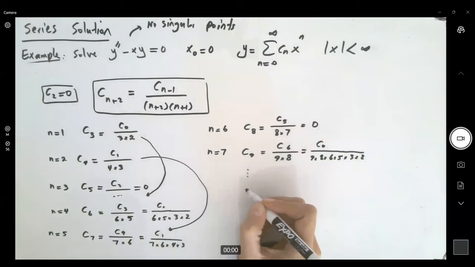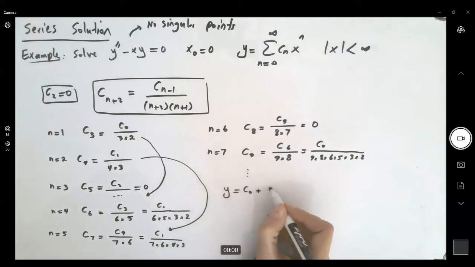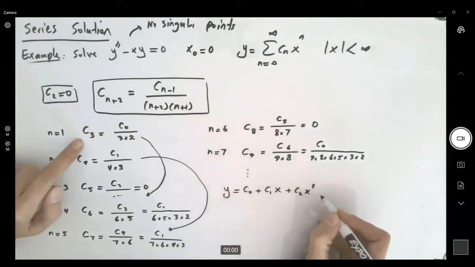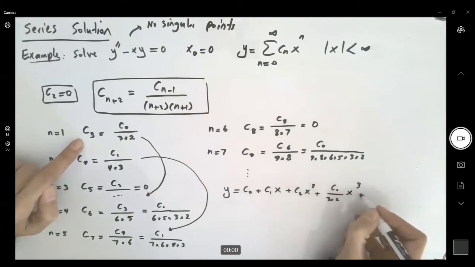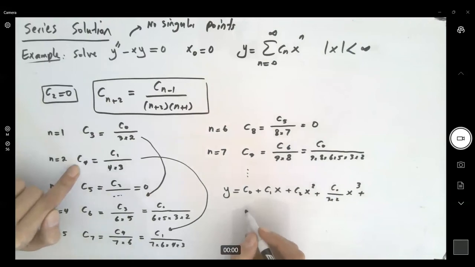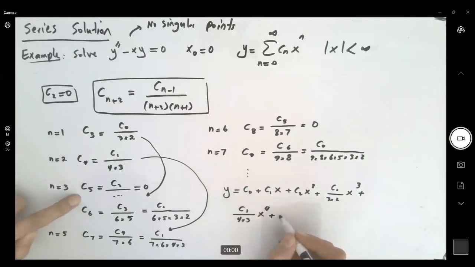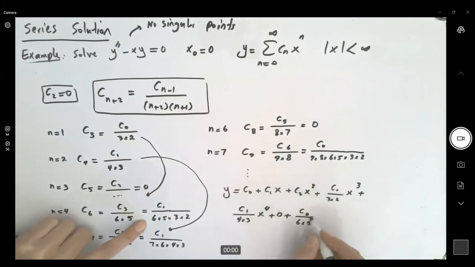If you continue this process, then you're going to check to see that y becomes C sub 0 plus C sub 1 times x plus C sub 2 x squared. Now you have C sub 3, which is C sub 0 divided by 3 times 2, x to the third, plus C sub 4, which is C sub 1 divided by 4 times 3, x to the fourth, plus. Now you have C sub 5, which is just 0, plus C sub 6, which is C sub 3 divided by 6 times 5. And we know that this is equal to C sub 0 over 6 times 5 times 3 times 2, x to the 6, and plus the rest of the terms.